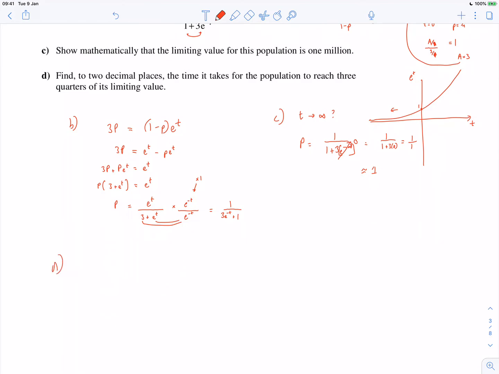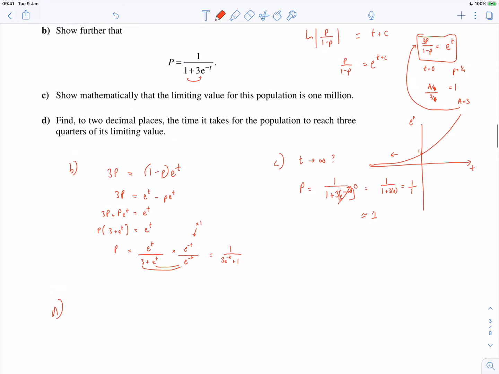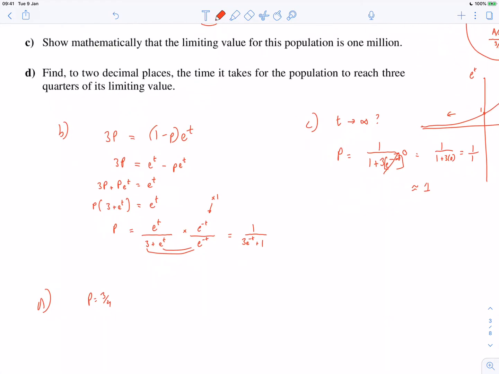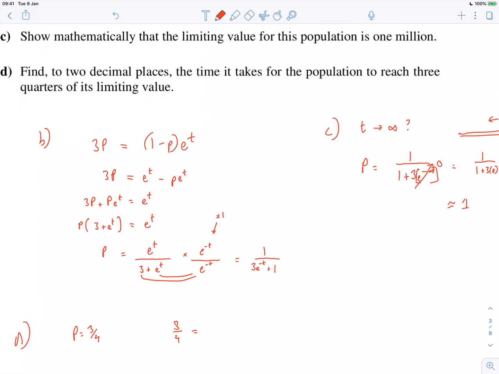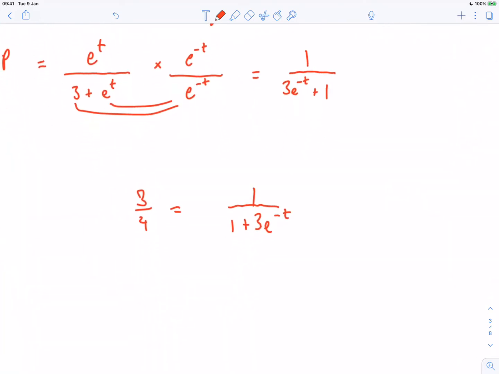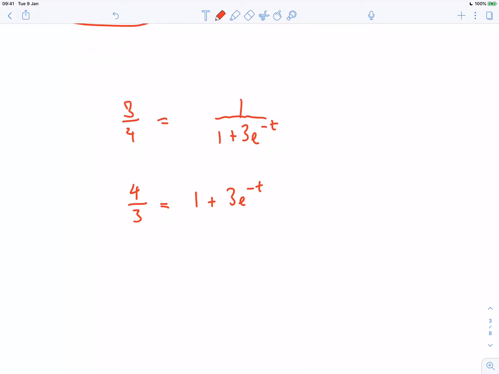Okay, part D. Find to 2 decimal places the time it takes for the population to reach 3/4 of its limiting value. Okay, well 3/4 of the limiting value of 1 million just means I let p equals to 3/4 and solve. So 3/4, which is p, equals to 1 over 1 plus 3 e to the minus t. Well, let's flip both sides. So that becomes 4/3 equals 1 plus 3 e to the minus t. If I minus 1 from both sides, this 1 disappears, and 4/3 take away 1 is 1/3. If I divide by 3, that becomes a 1/9.